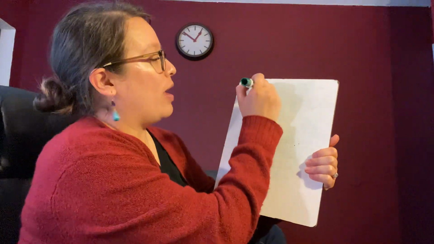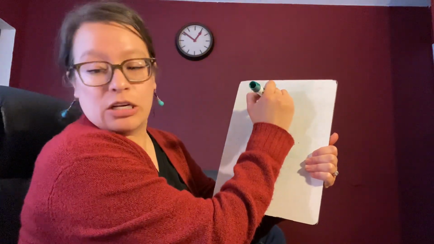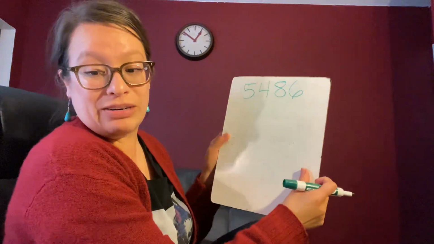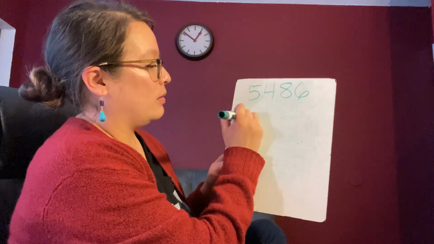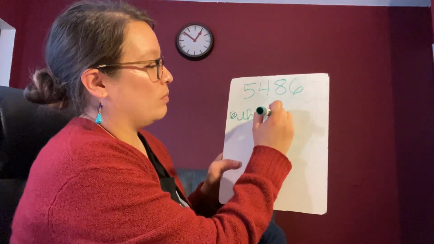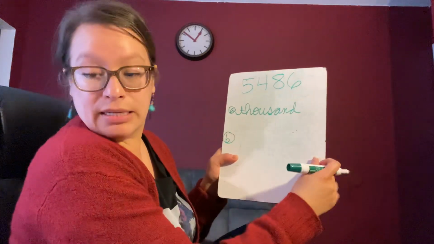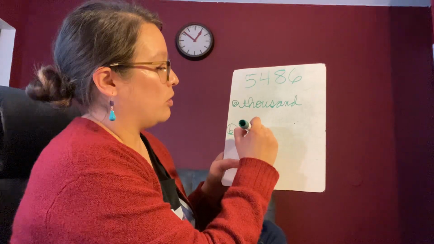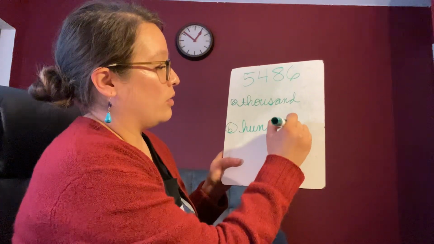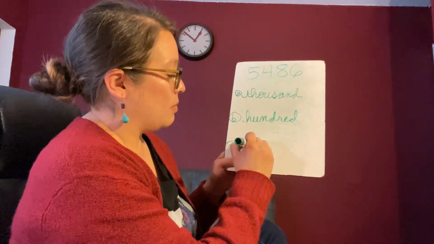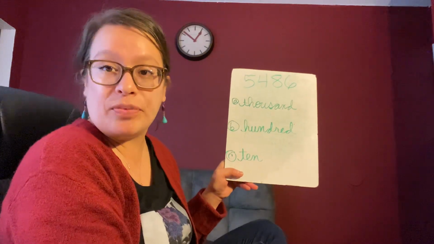Let's do the last example. Example number 6 says round 5,486. Ooh, this says round it off to the nearest 1,000. To the nearest 100. Oh, now you're going to use all your skills. But I know that you will all know this because you guys are awesome and you've been rounding for a long time.